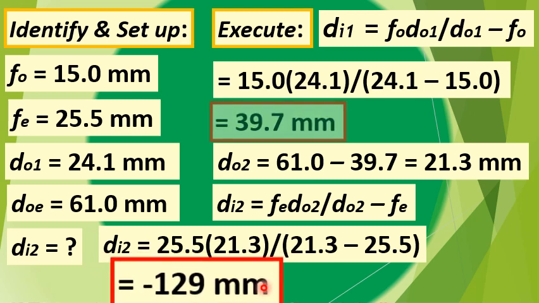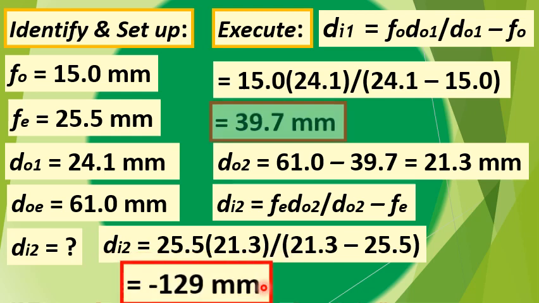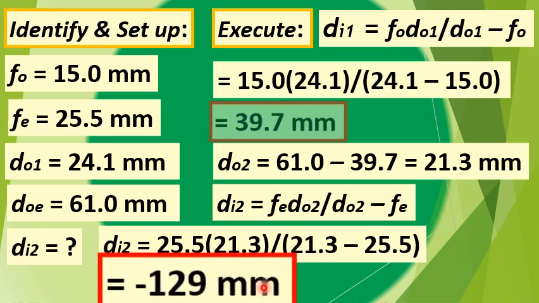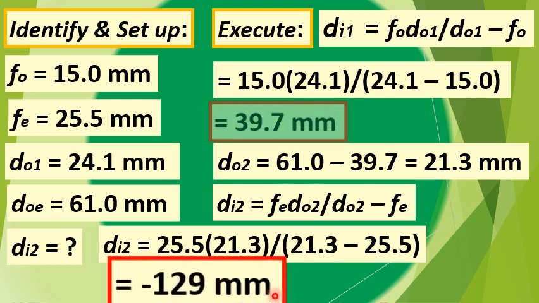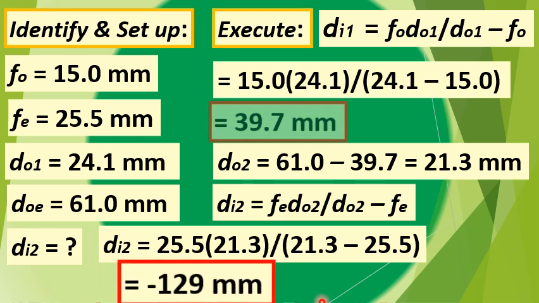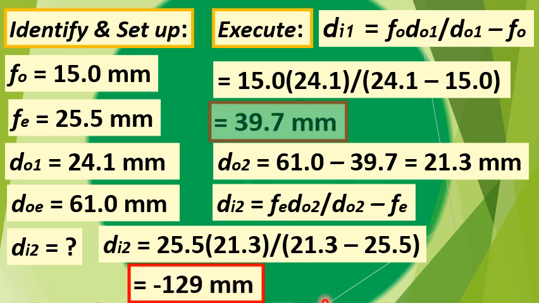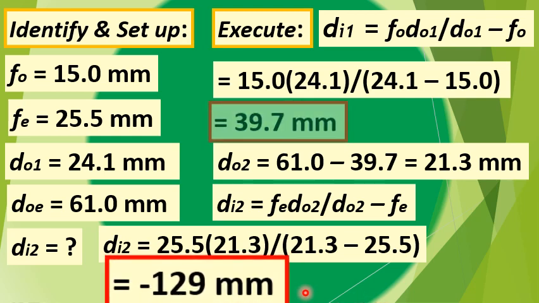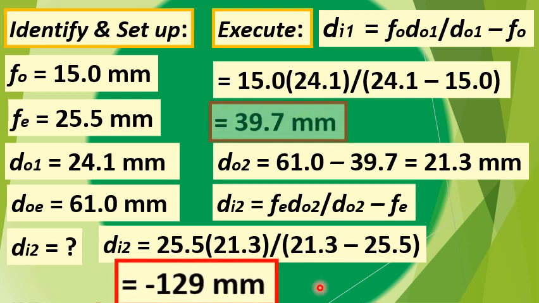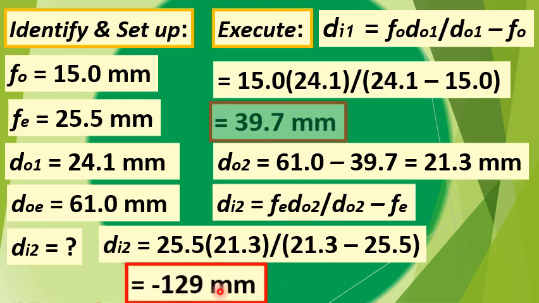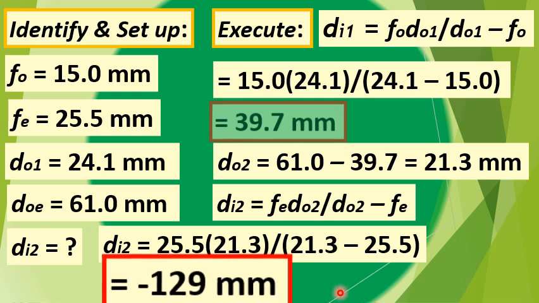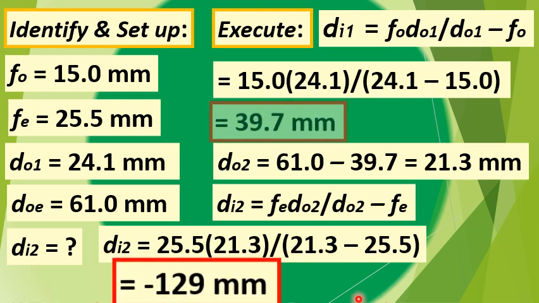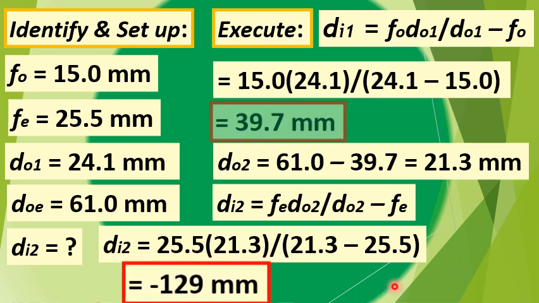So this result, or value of d sub I2, suggests that indeed the final image is virtual and enlarged and is located 129 millimeters below the eyepiece. So that concludes our tutorial.